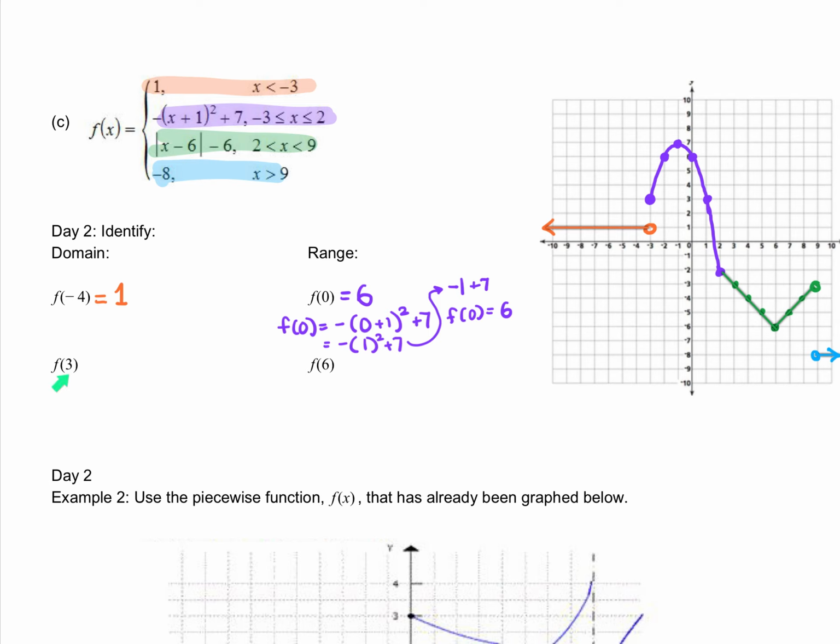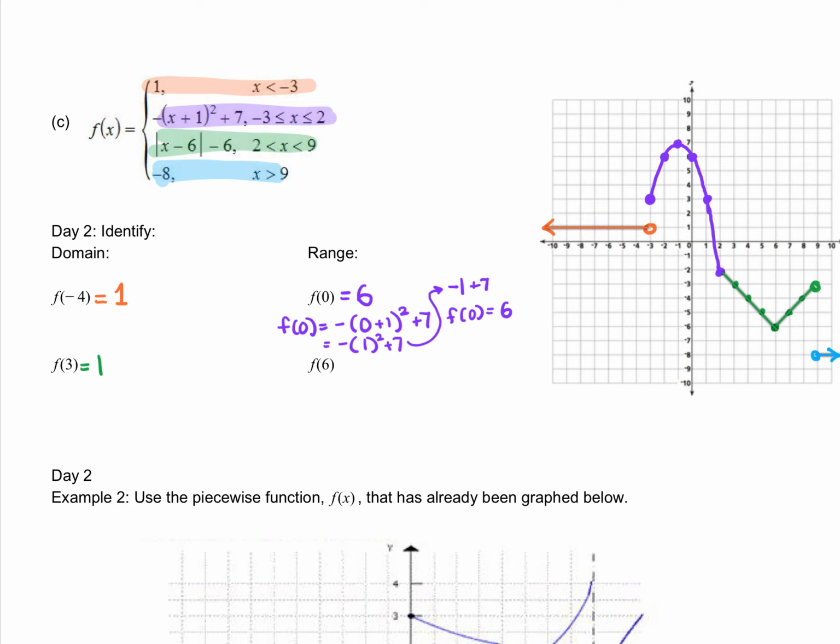F of 3. Okay, so is 3 less than negative 3? No. Is 3 between negative 3 and 2? Nope again. Is 3 in between 2 and 9? Yes. So this is the function I will use to calculate f of 3. Now that just happens to be my green function this time.